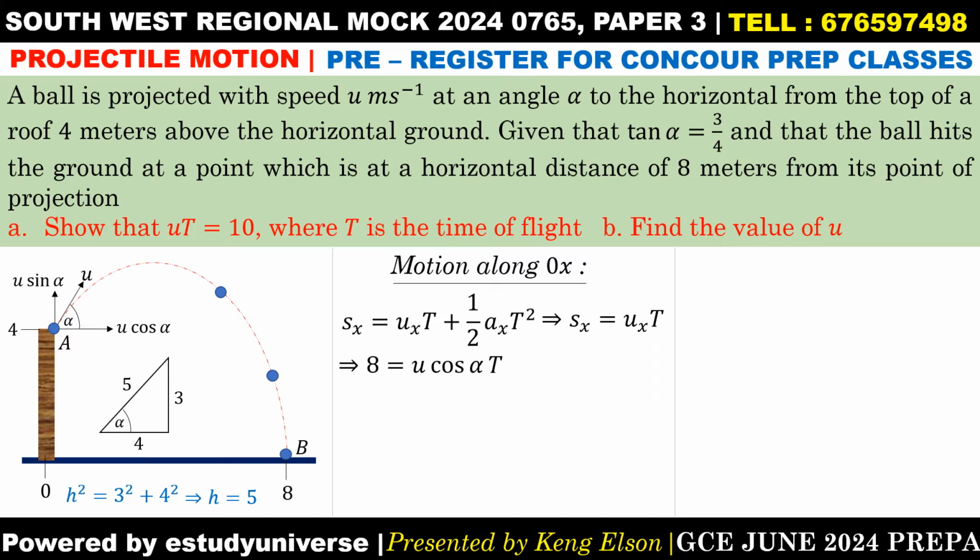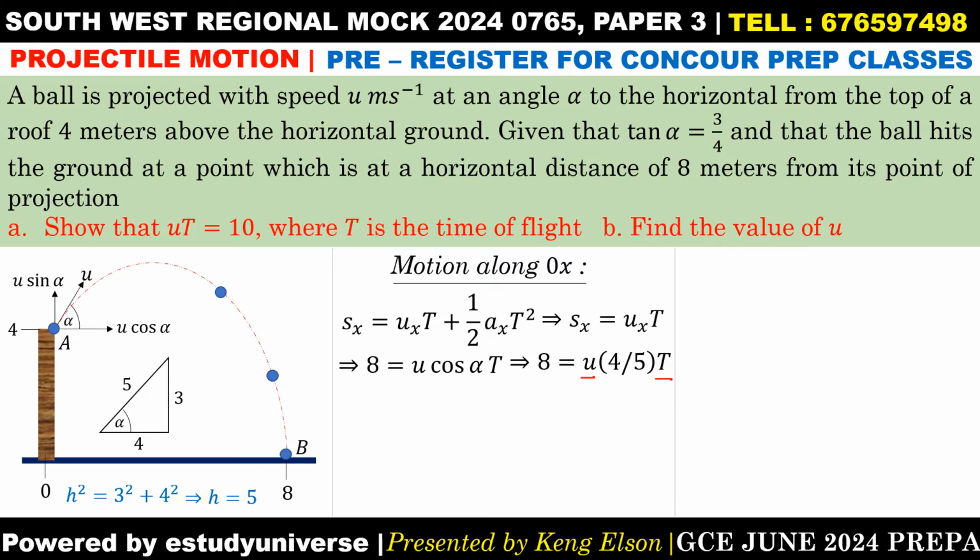Alright, so what is cos alpha? Cos alpha is equal to the adjacent divided by the hypotenuse. The adjacent is 4 and the hypotenuse is 5. So 8 will be equal to u times 4 divided by 5, then times t. 4 divided by 5 is cos alpha.